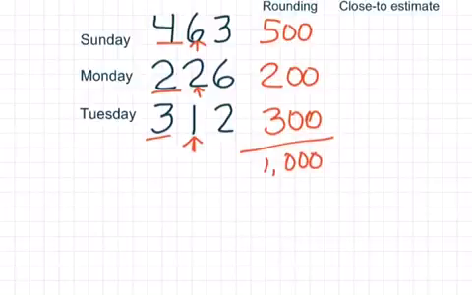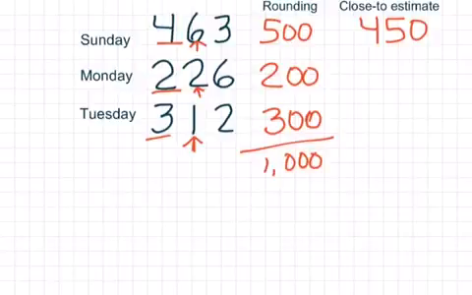So another method that we haven't talked about is called the close to estimation method. Here's where we're going to look at the original number, and we're going to try to decide what round number close to that my brain would be more comfortable working with. So when I look at 463, a number that my brain could probably pretty easily handle would be 450. Probably not as easy as 500, but it's closer to it, and it's still a round number for me.